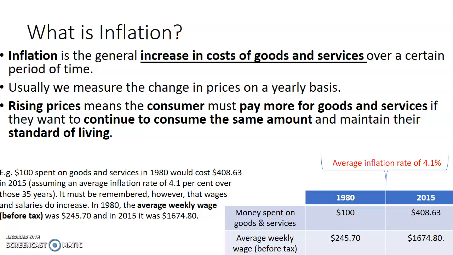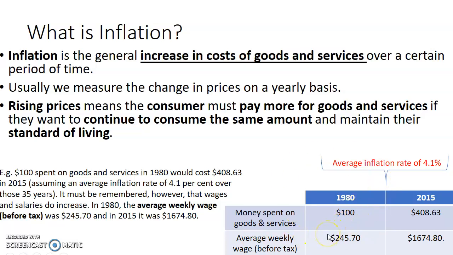Now, look at this example here. Look at this, 1980 and 2015. Money spent on goods and services: when you spend $100 buying goods and services in 1980, the same amount of goods and services in 2015 would cost you $408.63, right? Again, when prices are rising, wages also increase, right? People who are working get increments, and it's based on the inflation as well.